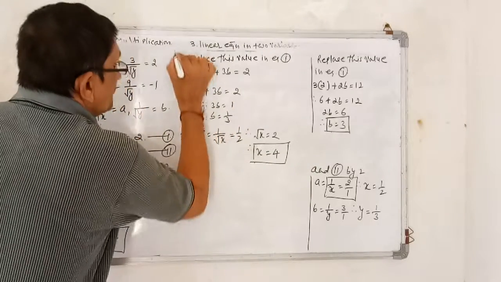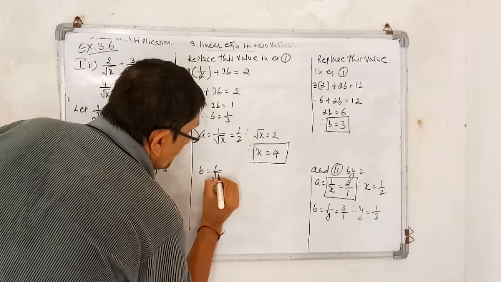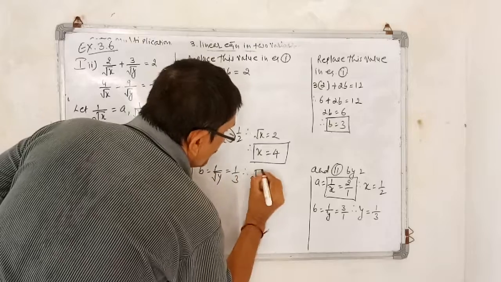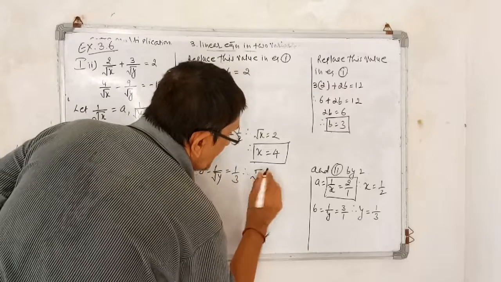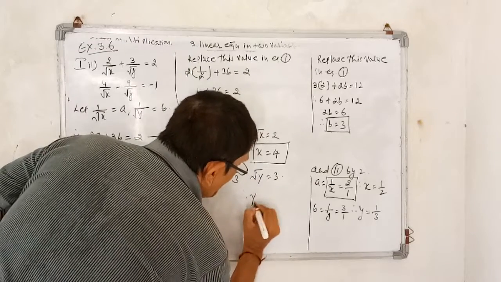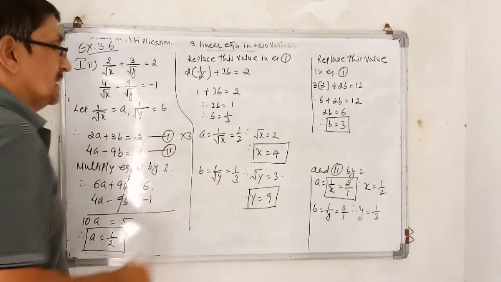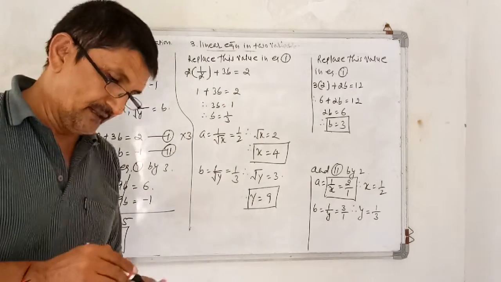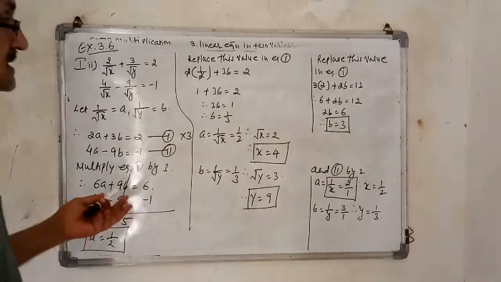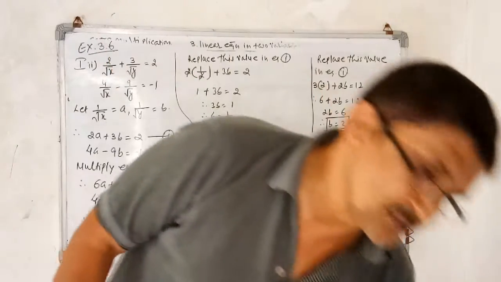Similarly we can say b is equal to 1 upon root y is equal to 1 upon 3. So therefore root y is equal to 3. So making square, square of 3 is 9. So x and y are 4 and 9. So this is the additional exercise, or we can say that it is a special type of sums.